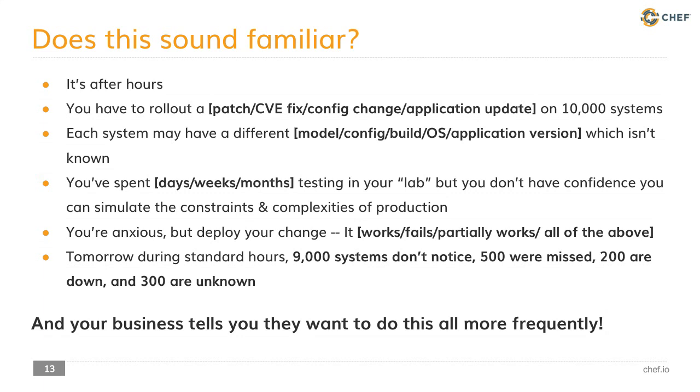Each of those systems may be different. Maybe you have 15, 20 different models out there. You may not know how they're configured. They may be configured through different generations. They may even be different operating systems. Their application versions may not match. And you may not know this going into the change. You may have some idea of what's out in your ecosystem, but you may not actually know, hey, there are these 11 models in play.